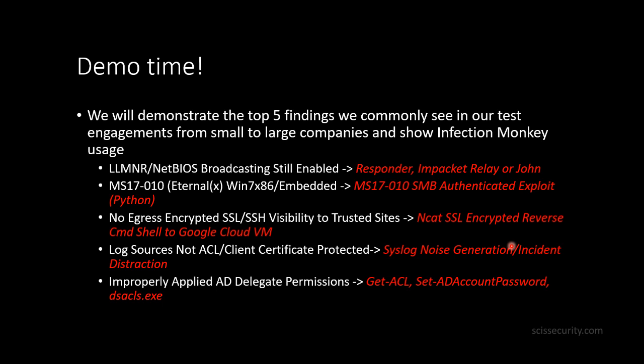We're going to showcase Infection Monkey as part of an automated simulation tool, but it's not going to get everything that we're looking for. So that's why we're going to use a manual approach. We commonly see LLMNR or NetBIOS broadcast is still enabled, so we can use Responder, capture those hashes like NTLMv2 by default, and relay them out to somewhere else. Or we can crack them ourselves depending on how much time and resourcing we have, or how much we know about the password potentially too, right?